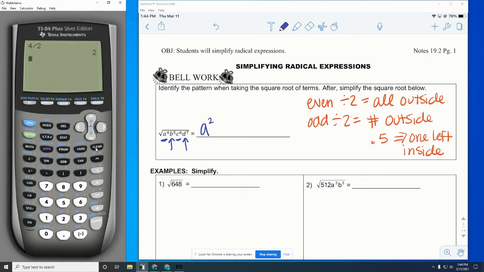So A, we have 2 on the outside. B, I have 2 on the outside. 0.5 means 1 left on the inside. C's, I have 3 on the outside. And D's, I have 3 on the outside and 1 left on the inside. So that's what that problem is going to simplify to.